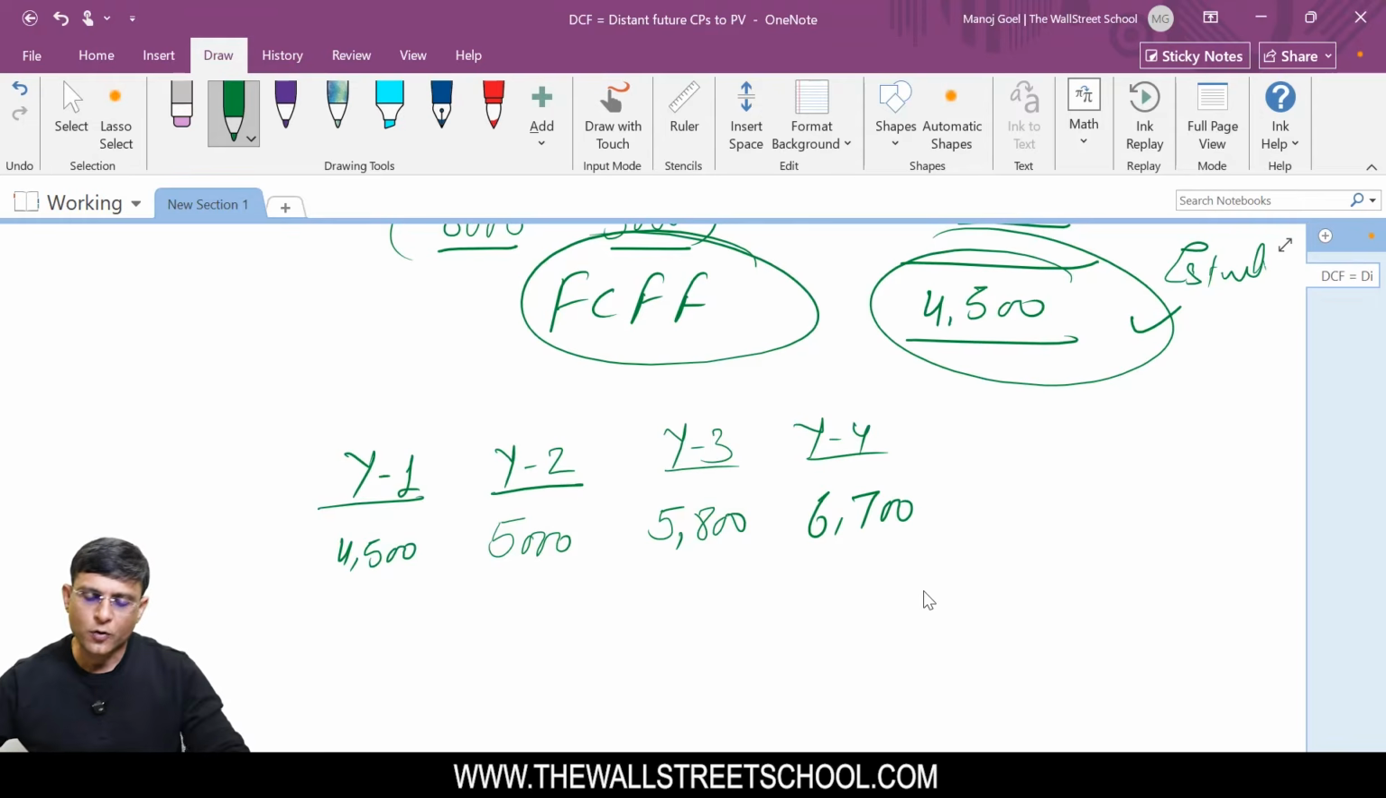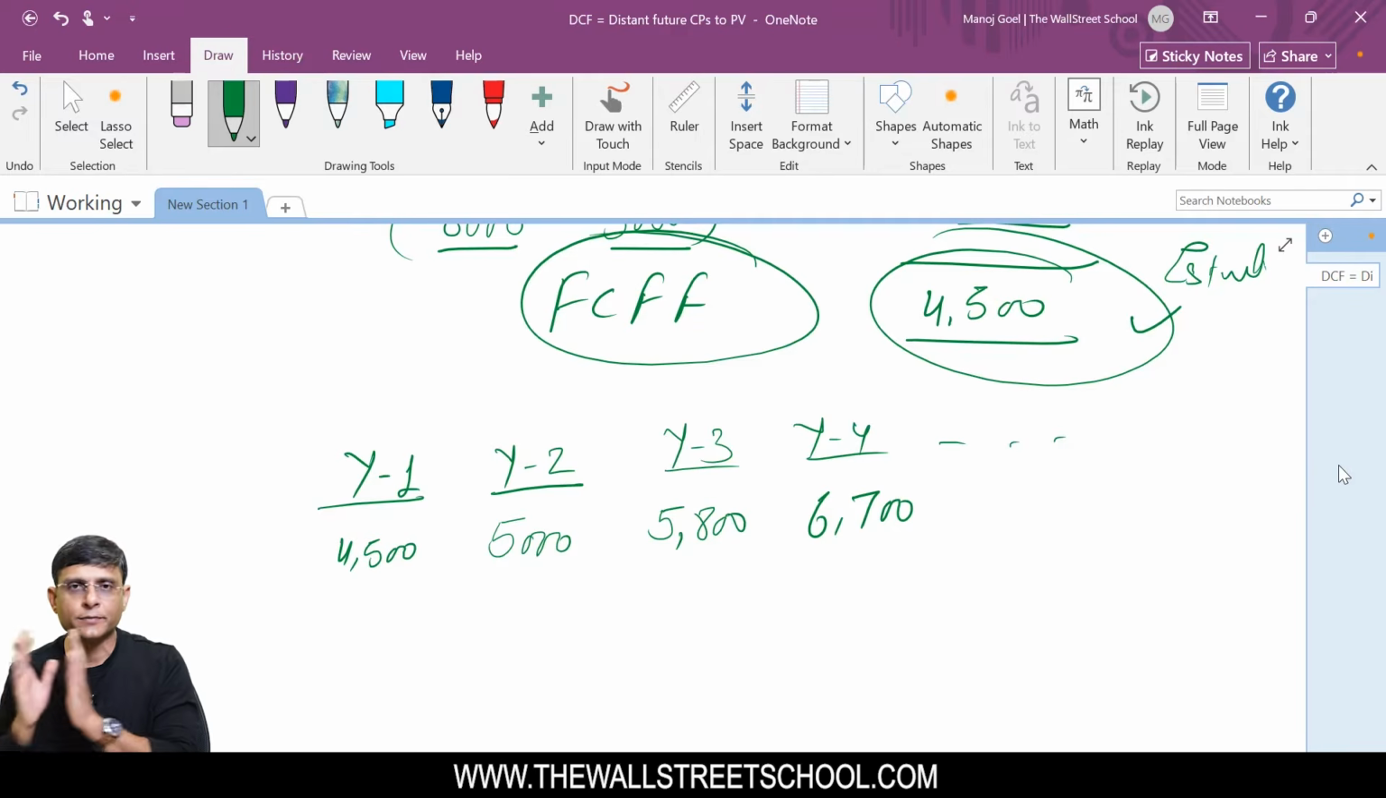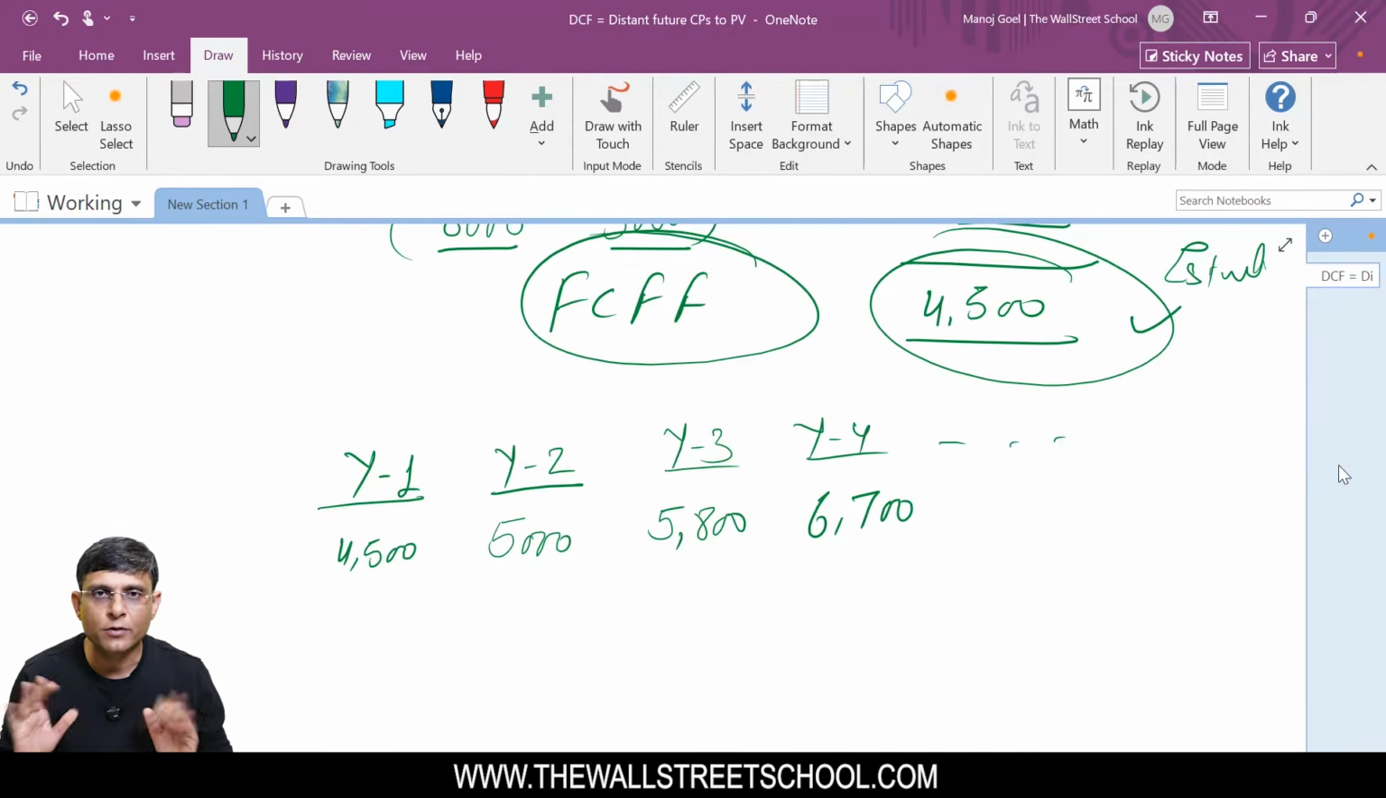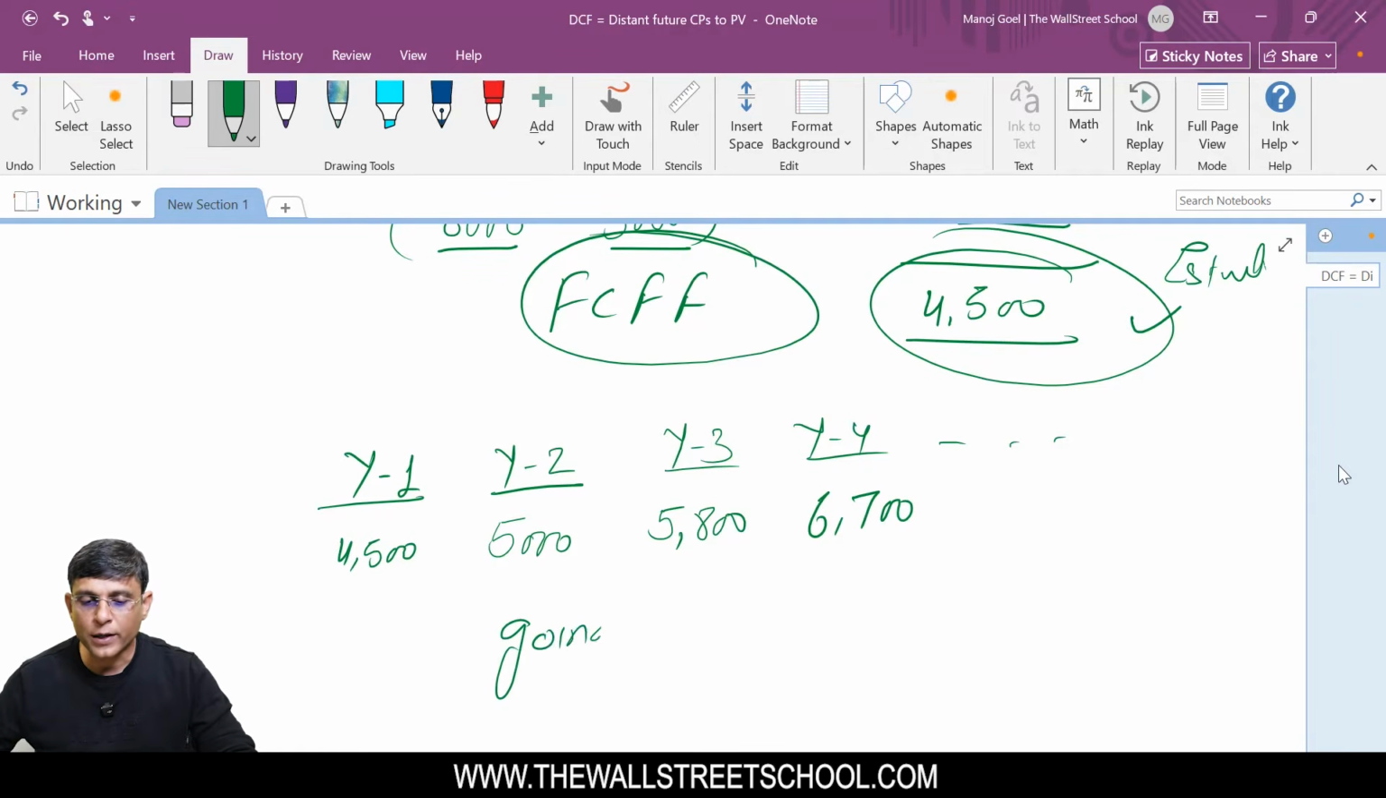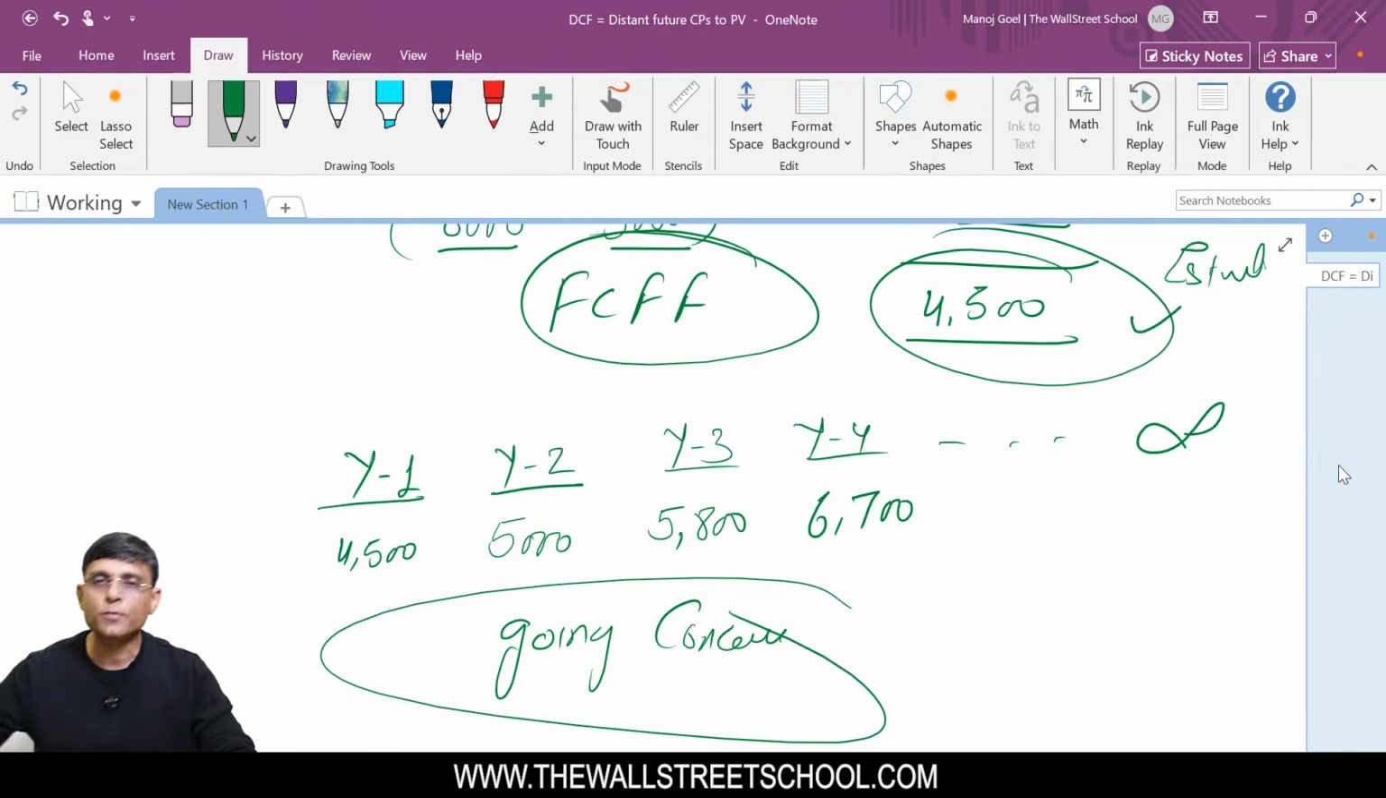Now, the question is, till when will I do these projections? When will this projection come to an end? The answer is never. Because you normally assume that the business is a going concern. And if it is a going concern, this projection should go on forever. You have to do this projection for an infinite period. But guys, don't worry. Here we have a solution, because we cannot keep on doing this projection forever.